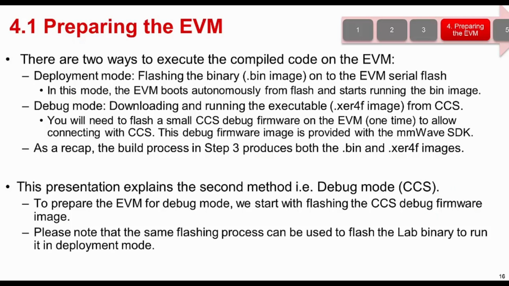In deployment mode, the generated MSS firmware image with the .bin extension is flashed onto the EVM serial flash. On power-up, the stored firmware image is copied from flash into memory and the device starts executing it. The second mode is the debug mode, which we will use in this video. In this mode, the MSS executable with the .xcr4f extension is downloaded and executed from CCS using JTAG. You will need to flash a small CCS debug firmware on the EVM to allow the EVM to connect to CCS.